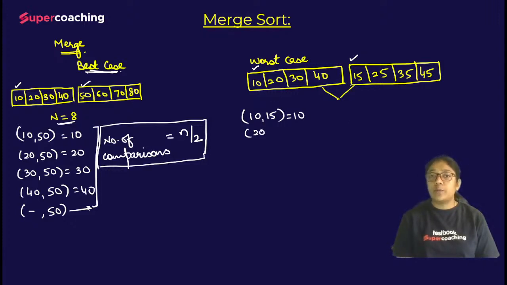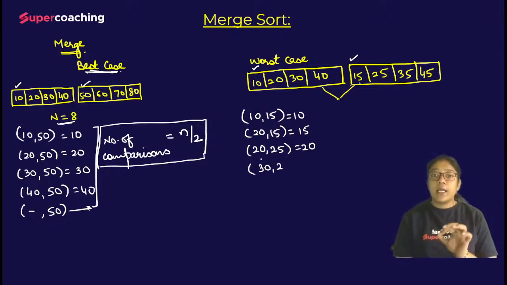of list 1. This will be 20. 20 will be compared with 15. If you see here, 15 is smaller, but now 15 belongs to list 2. So we'll be keeping the element 20 as it is and we'll be taking the next element from list 2, that is 25. Now this returns 20. Since 20 belongs to list 1, I'll be taking the next element of list 1, that is 30. Are you getting what I'm doing? Whichever list's element is selected, the next element of that same list will be considered.